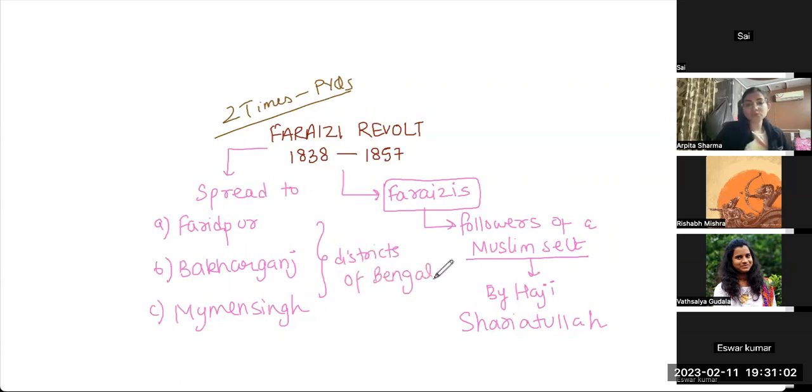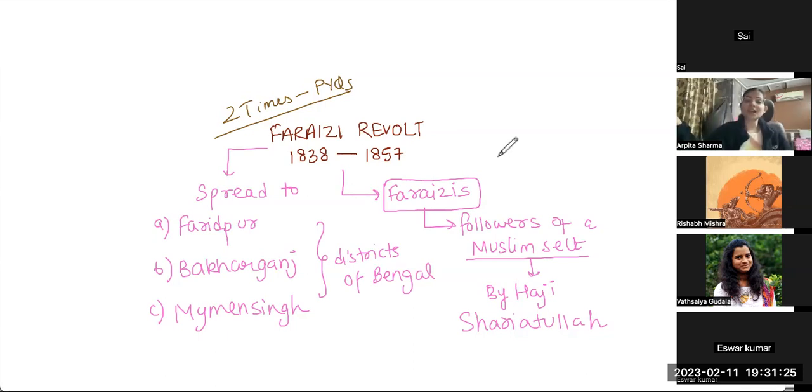And basically these spiritual revolts were happening in Bengal. When we talk about the Sanyasi rebellion, that also happened in Bengal. So remember this, Bengal was the spiritual hub also at that time. Okay? So the Fairaizi revolt was conducted by Fairaizis, who were the followers of a Muslim sect, which was led by Haji Shariatullah.